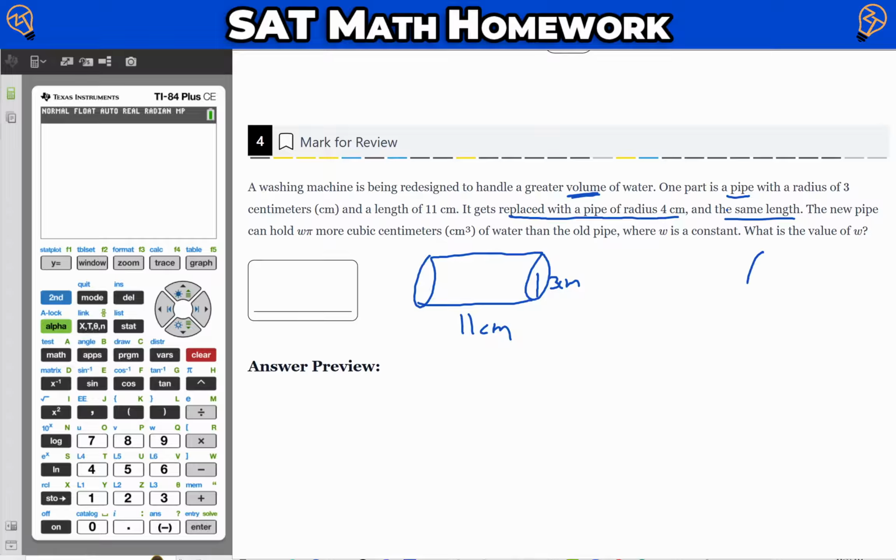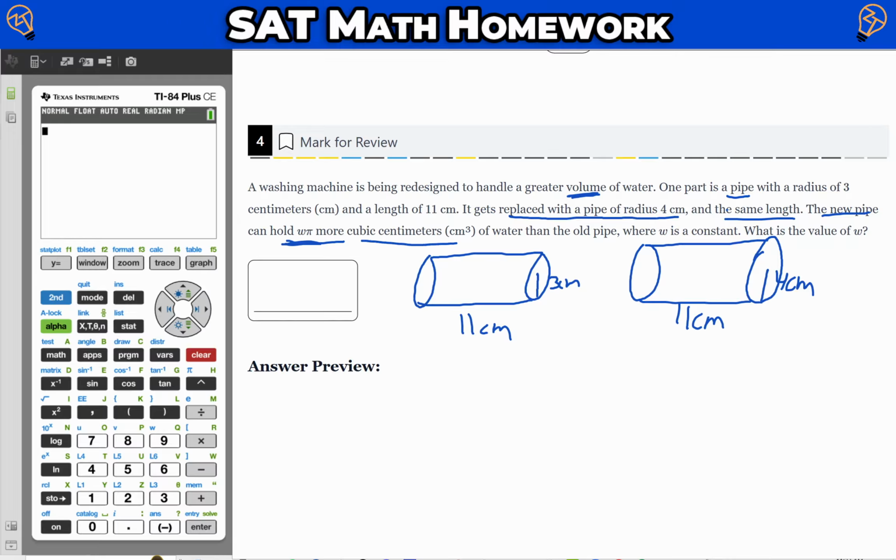So I'm just going to make the circular part a little bit bigger, but try to keep the length looking the same. Obviously, it doesn't have to be to scale. As long as we get the numbers right, that's what matters. So 4 centimeters and then the same length, in other words, 11 centimeters. Now it says the new pipe, the larger one, can hold this much more in cubic centimeters.